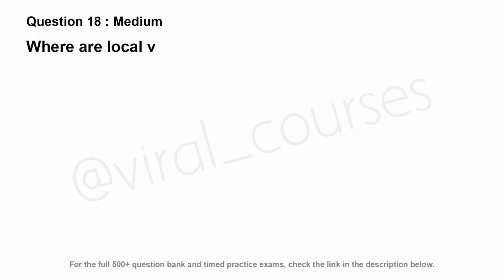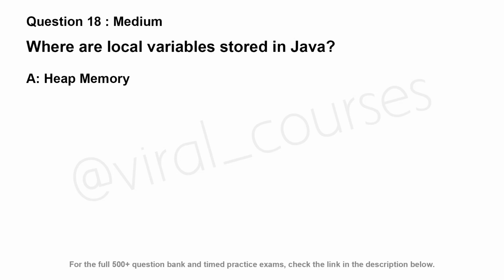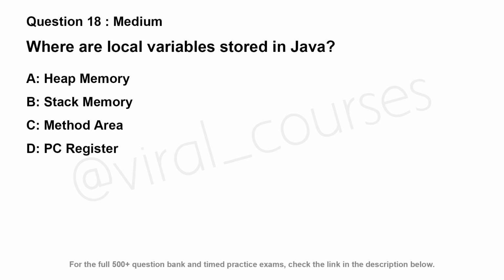Where are local variables stored in Java? Option A, heap memory. Option B, stack memory. Option C, method area. Option D, PC register.